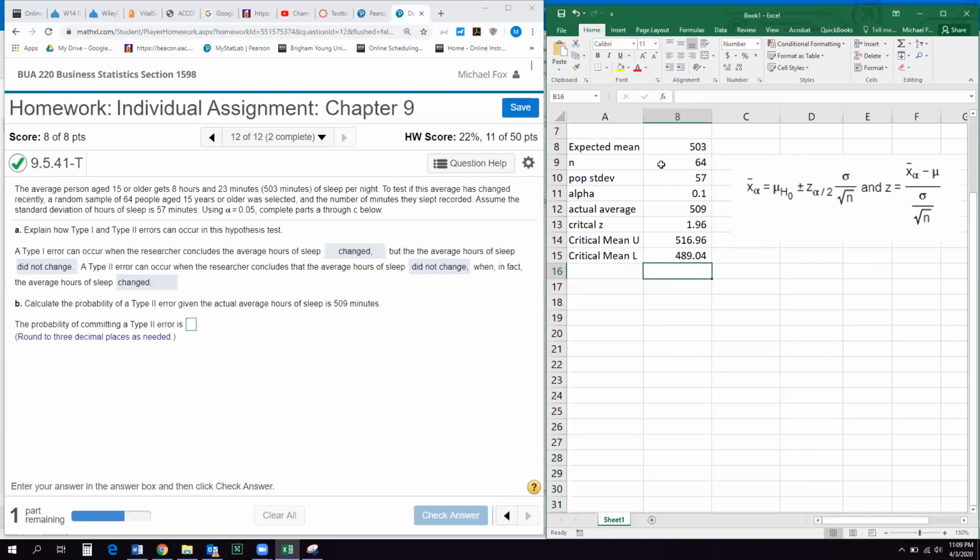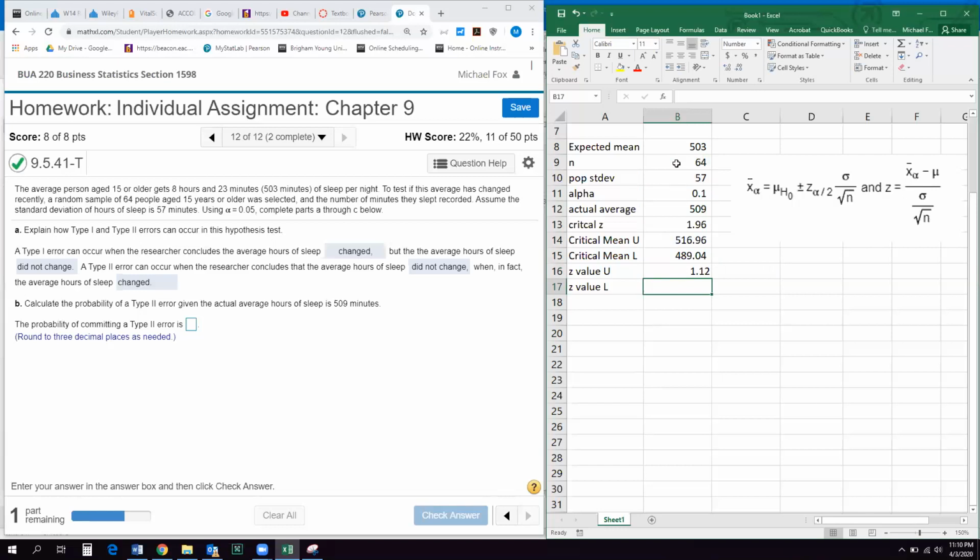Next, we're going to use the critical mean that we've just calculated to find our z value of the upper point and the lower point. I'll call these z value upper and z value lower. Our z value upper is going to equal, using this formula right here, our critical mean upper minus our actual average, divided by the population standard deviation over the square root of n. So there's the z value of our upper point.